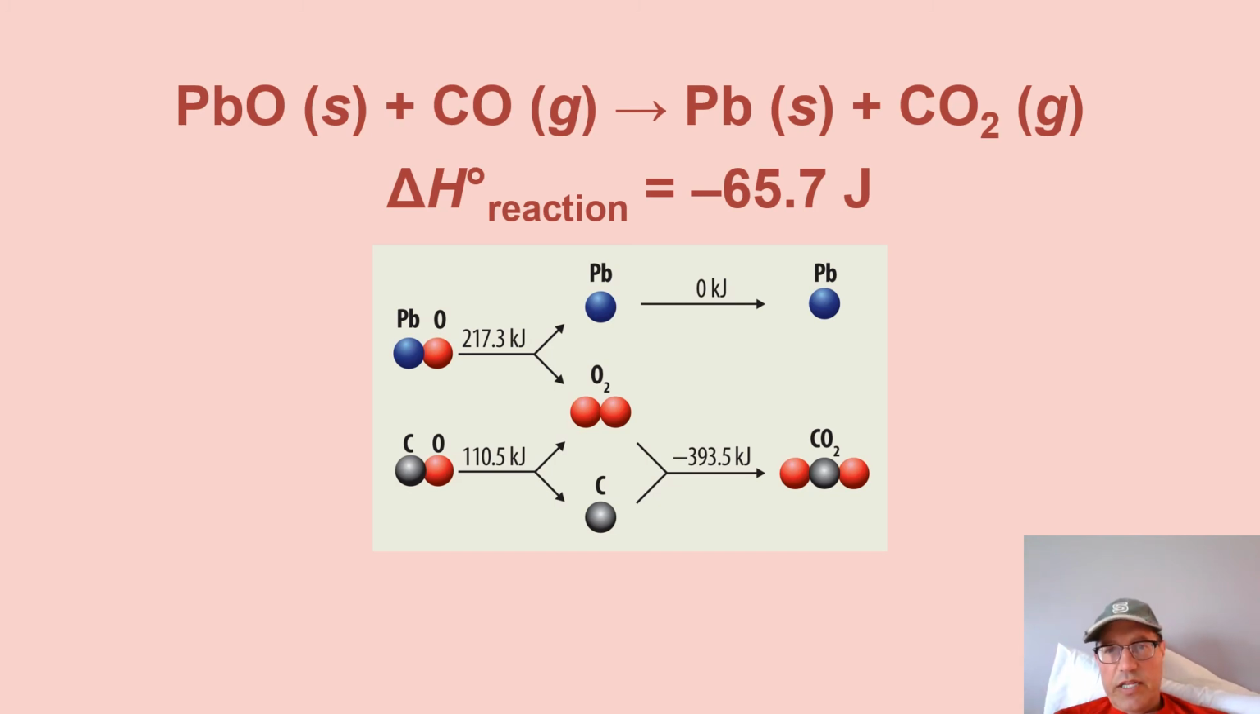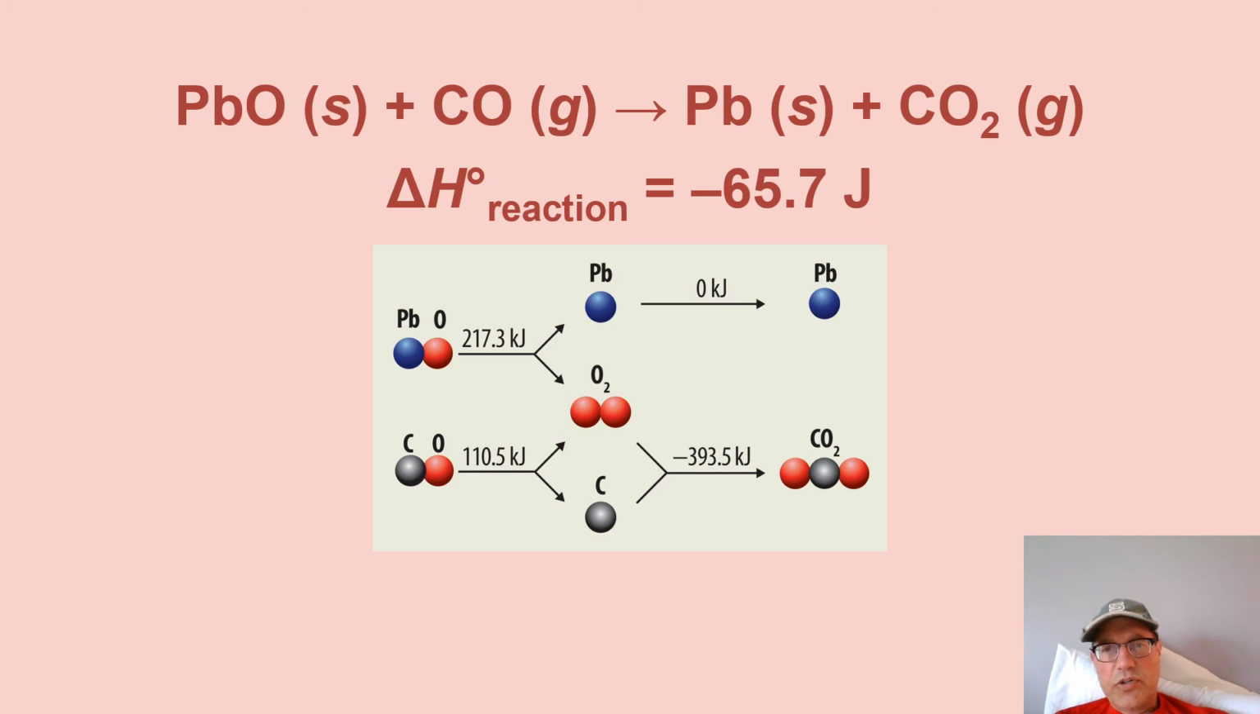And then you have your lead in its standard state, so it has 0 kilojoules right there. Oxygen also 0, since that is how it usually is, O2 and Pb. Whereas in this case, you have your CO of 110.5 kilojoules. In order to separate them, that's going to cost quite a bit of energy. And then when they form, it gives negative 393.5 kilojoules.